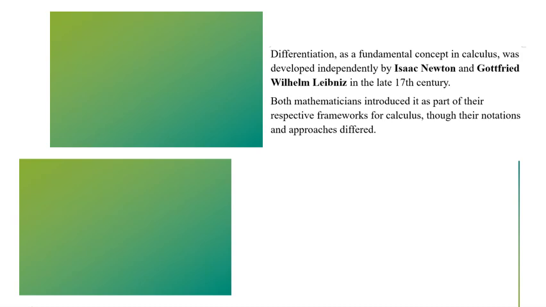Differentiation was introduced, or rather was developed, independently by two great mathematicians. One is Isaac Newton, and the second one, I would not embarrass myself by trying to pronounce the name, but you can see it on the screen. Both of them developed calculus, the fundamental concept in calculus, in the late 17th century. Both mathematicians introduced it as part of their respective frameworks for calculus, although their notations and approaches differ.